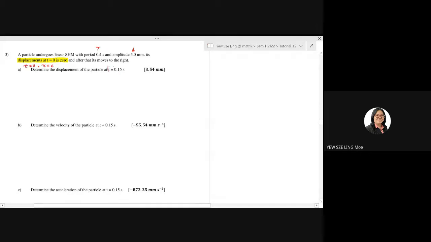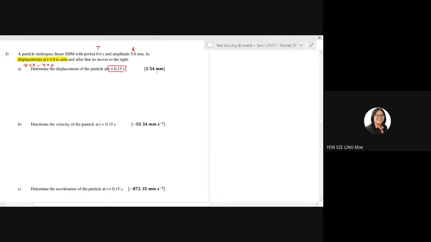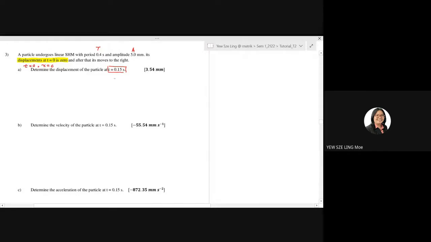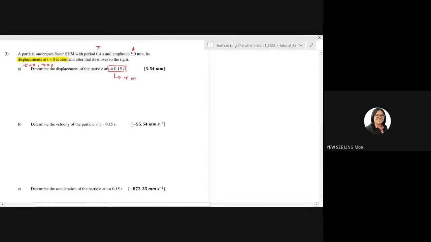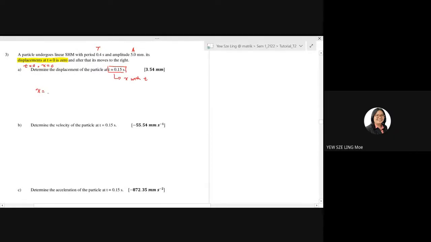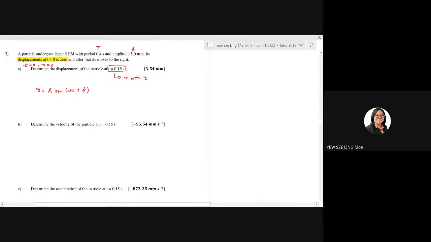Now, you are given time. It means you need to use the equation for x with time. Since time is given, you need to use the equation for x with t. So how to solve the question? You're not given any equations, right? Which means you yourself have to form the equation with the information given. So what is the general equation for x? x is equal to A sine omega t plus phi.